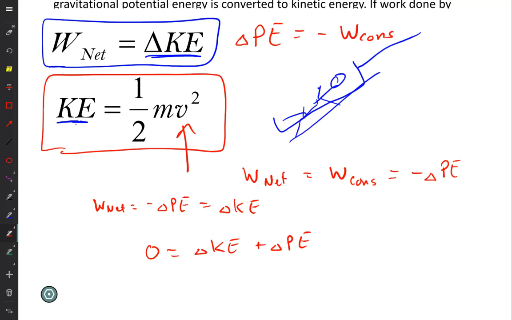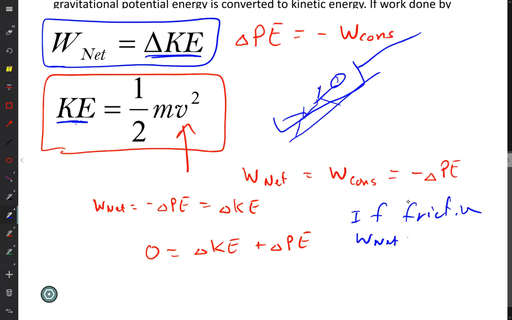It's not a conservative force. So my net work, if there was friction, would be equal to the work conservative plus the work non-conservative. The work conservative is still minus the change in potential energy. So I'd put the work non-conservative here, minus the change in potential energy, and I would have had my equation. So this equation here is generally true.